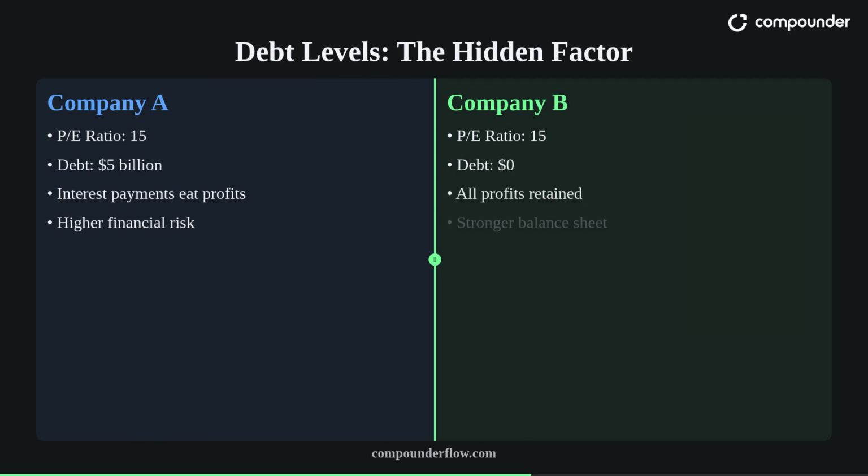Third, PE ratios ignore debt levels entirely. 2 companies might have identical PE ratios, but one carries massive debt while the other has no debt at all. The debt-free company is clearly in a stronger financial position, but the PE ratio won't reveal this difference.